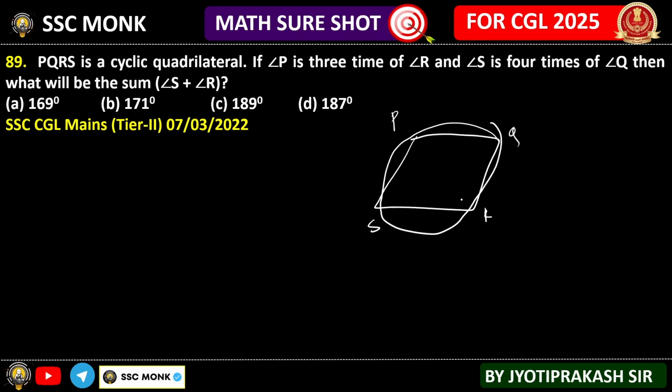PQRS. P is 3 times of R. If this is x, this is 3x. 4x is equal to 180. So this is equal to 45. This is equal to 135 degree.